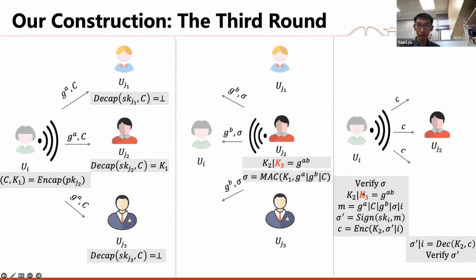derive key K2 to encrypt its identity and a signature, and then it will broadcast the ciphertext C. After receiving the ciphertext, user UJ2 decrypts C using K2 to get the identity of its initiator and the signature, and verifies the signature. Finally, user UI and user UJ2 will share the same session key K3.